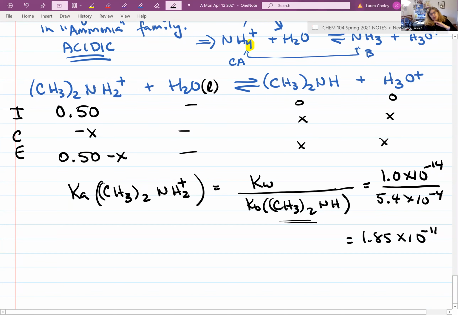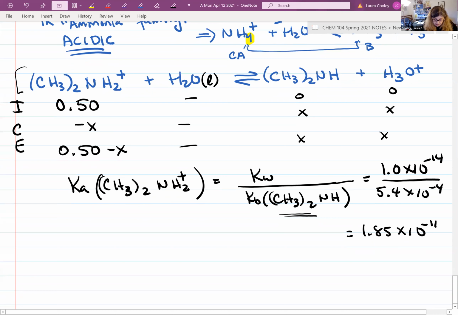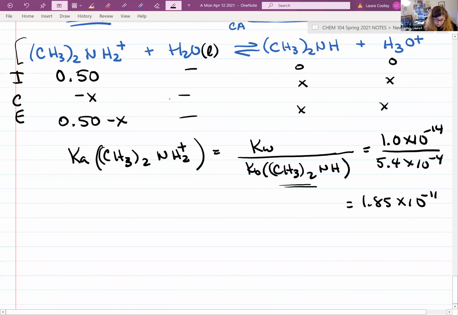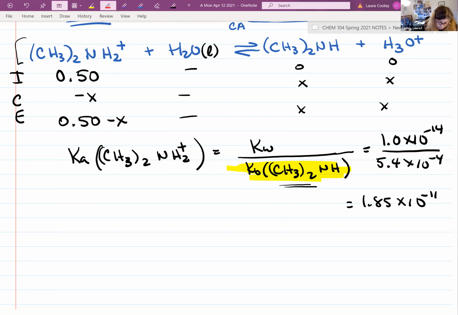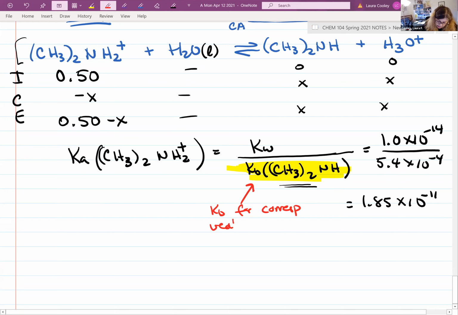So that is the first complication. Well, second. The first one is you have to write this equilibrium, and maybe that's a little unfamiliar to you. The second thing is that you're going to need the Ka for this equilibrium, and to do that, you're going to have to find it from the Kb for the corresponding weak base. So this is Kb for the corresponding weak base.